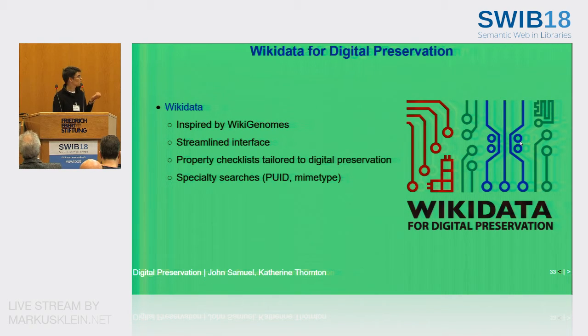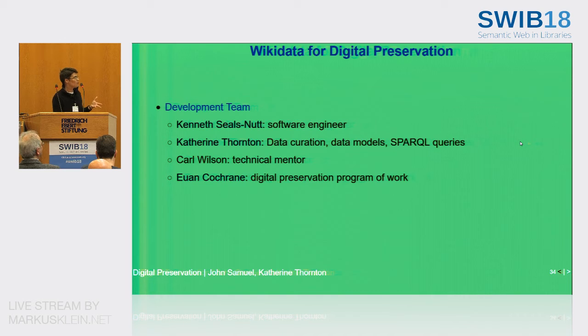Our specific project that's part of the Emulation as a Service infrastructure is the Wikidata for Digital Preservation portal. This is a portal that sits on top of Wikidata, and it is directly inspired by another portal called Wikigenomes. The Wikidata for Digital Preservation portal provides a streamlined interface specialized for people in the digital preservation domain. We also have a few specialized searches that are, we hope, useful for people in digital preservation. You can search for file formats by PUID, by MIME type, other things like that. This is collaborative work between our group and also the Open Preservation Foundation.